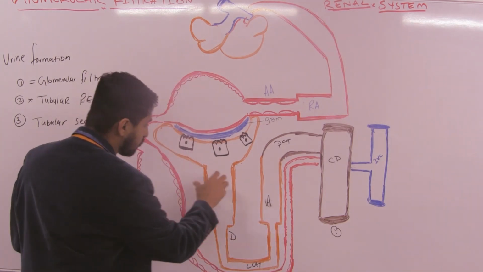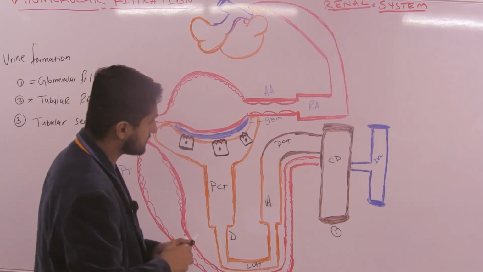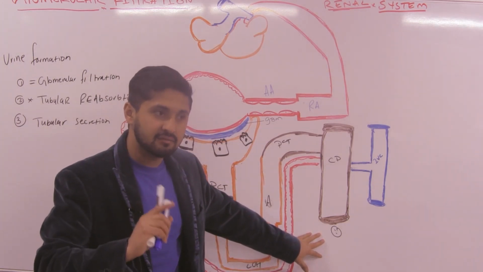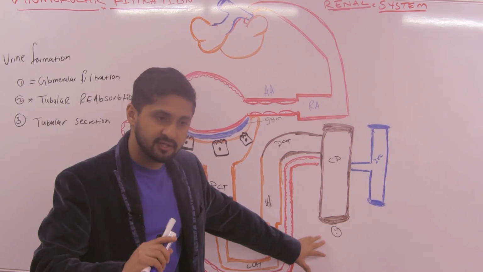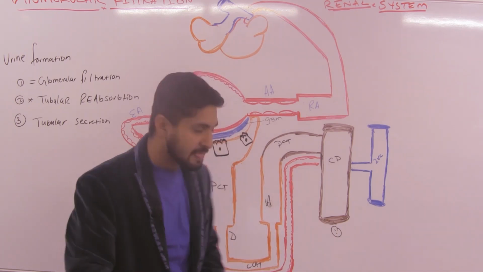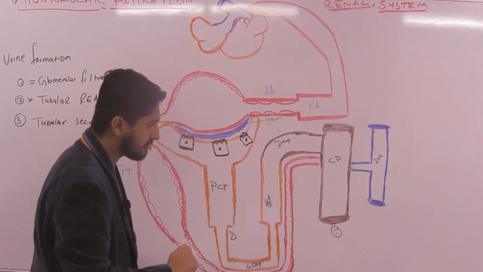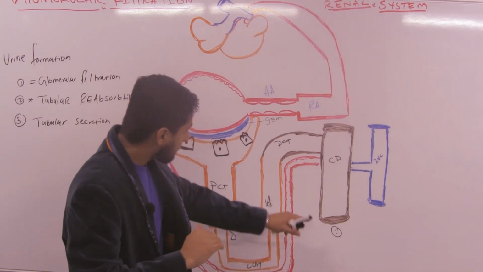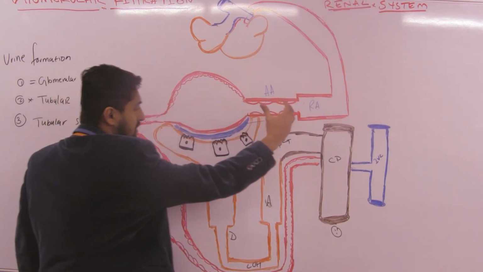Okay? And this is one nephron that I drew. But guys, remember this. There are going to be millions of nephrons. Each kidney has about 1 to 1.2 million nephrons, right? So if you have 2 kidneys, then you're going to have more than 2 million nephrons, okay? I just drew one nephron in here.